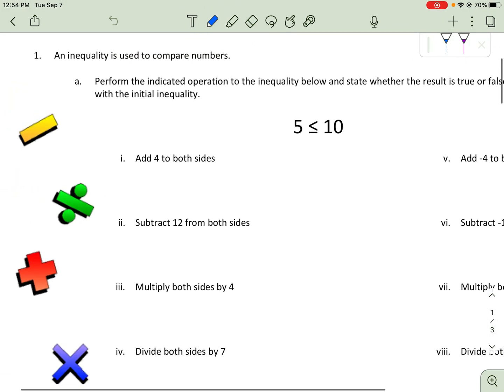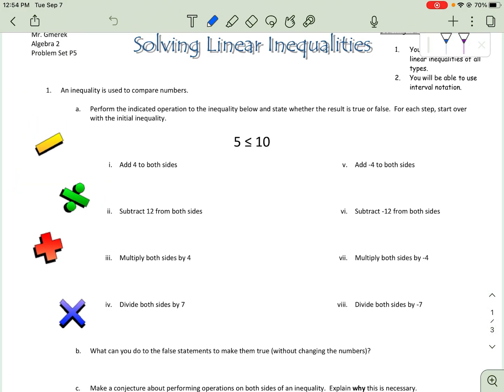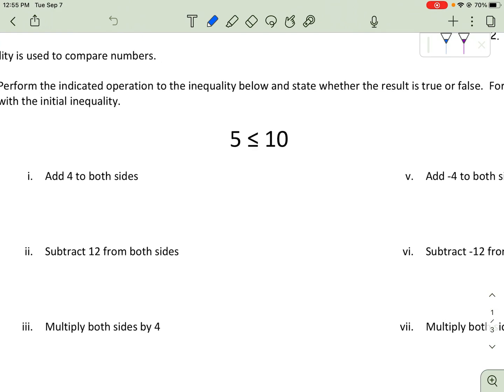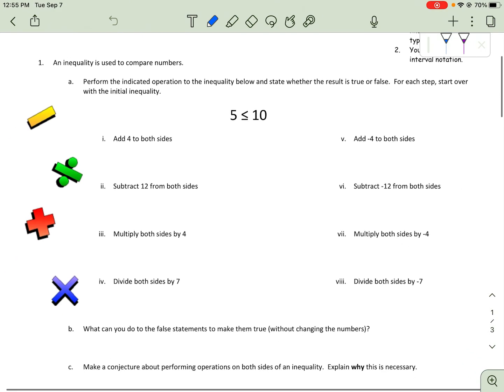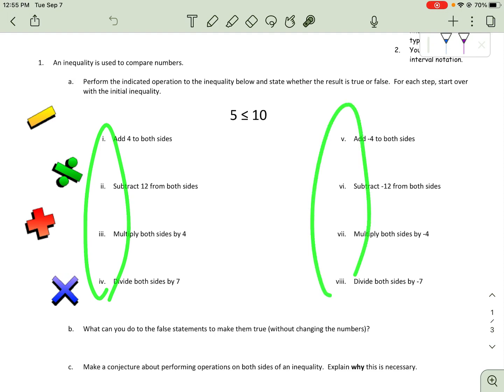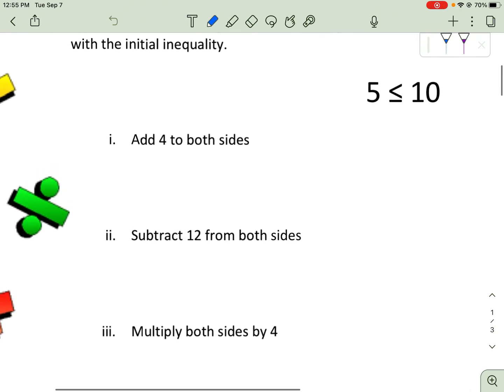All right, so we're going to start with number one here. We're going to start with this inequality, 5 is less than or equal to 10. And we're going to do these 8 different things that it tells us to do here. First, we're going to add 4 to both sides. So when you do that, we get 9 is less than or equal to 14. And then we're supposed to say if it's true or false.